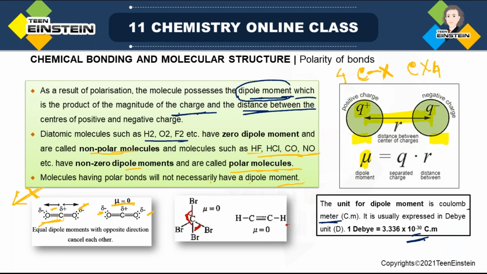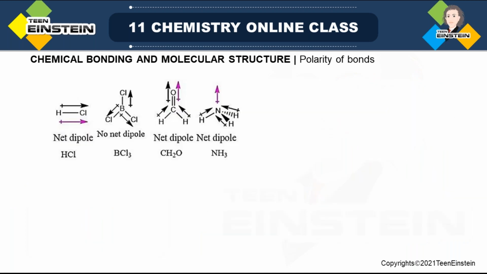Another molecule we have taken is acetylene. This is an organic molecule. This is the same type of case as you have seen in carbon dioxide. That is, both sides have equal dipole moment, so they will cancel each other. Fine. Some more examples we'll see. The more examples you practice, the more it will help you answer problems related to dipole moment.